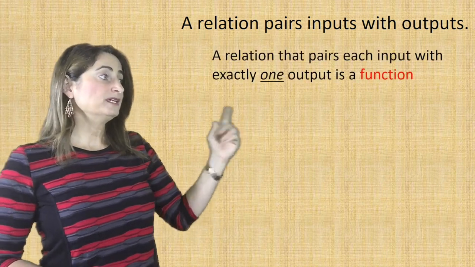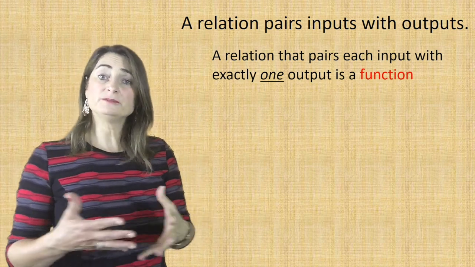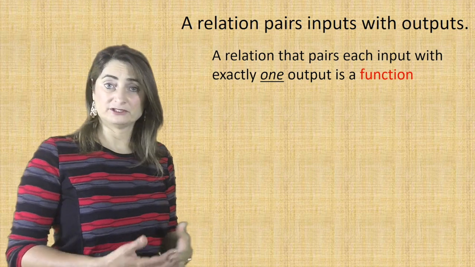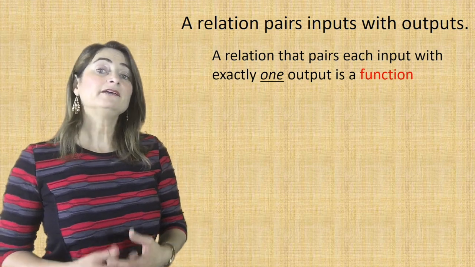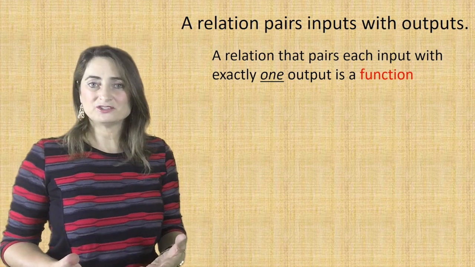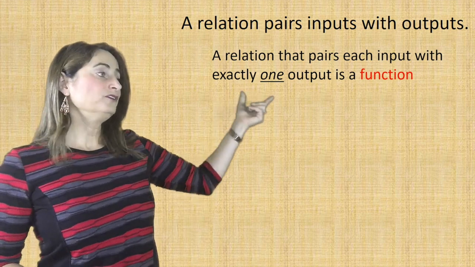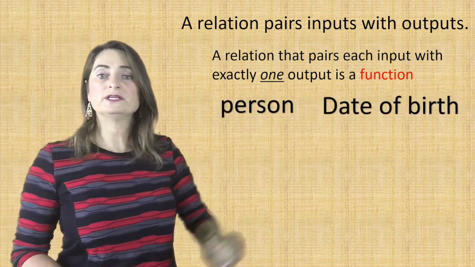So a relation that pairs each input with exactly one output is called a function. So a relation can be a function or it cannot be a function. For you to understand that, how can a relation be a function if every input has exactly one output? To make it easier for you to understand, if you have a person and his date of birth, the input is the person and the output is the date of birth.